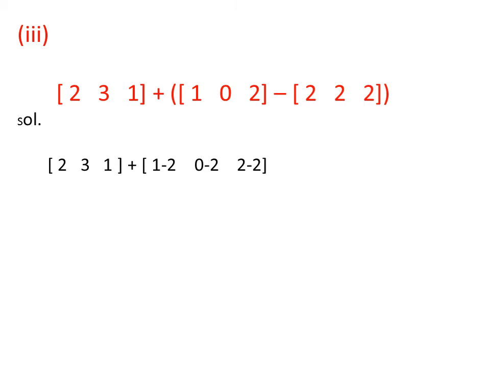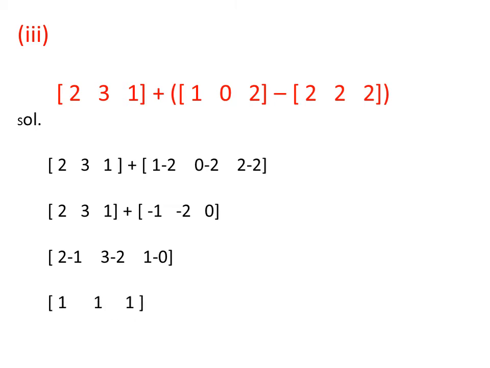By solving this matrix, we can write the first matrix as it is, and the solution of the above matrix is minus 1, minus 2 and 0. Here again the corresponding elements of both these matrices are added, which will give us the elements 2 minus 1, 3 minus 2 and 1 minus 0. By solving this matrix, we get the required matrix which has the elements 1, 1 and 1.